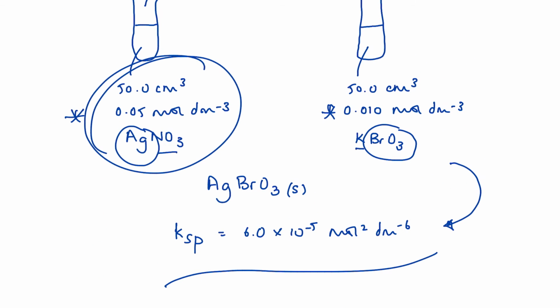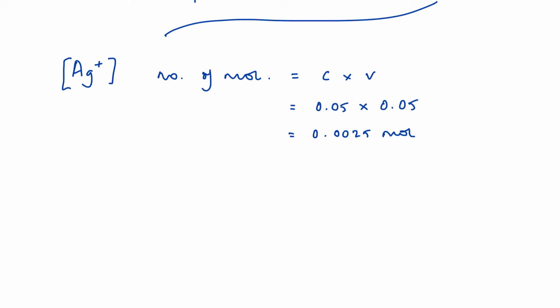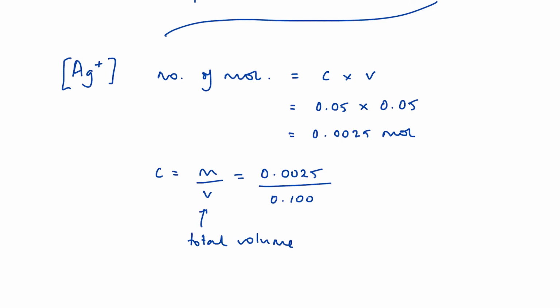from solution number 1. The concentration of silver ions in my mixture, though, concentration equals moles divided by volume. Well, I know the number of moles, 0.0025. And in this case, the volume is the total volume, i.e. the volume of the mixture. 50 centimeters cubed plus 50 centimeters cubed, so that's 0.1 decimeter cubed. So the concentration of silver ions in this mixture is 0.025 mole per decimeter cubed.